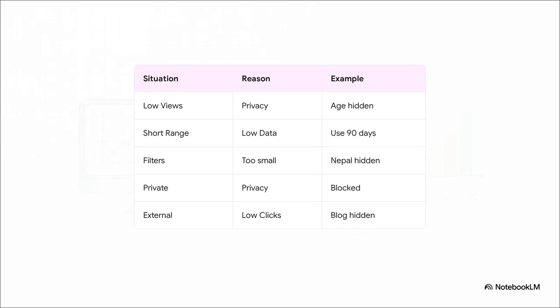Low views? It just means not enough data. Short date range? Widen it out. Specific filters? You're targeting too small of a group. Private or kids video? Strict privacy rules apply there. Tiny external searches? Those one-click blogs are always going to stay hidden. If you keep this basic structure in mind, you are literally never going to panic at a blank analytics screen again.